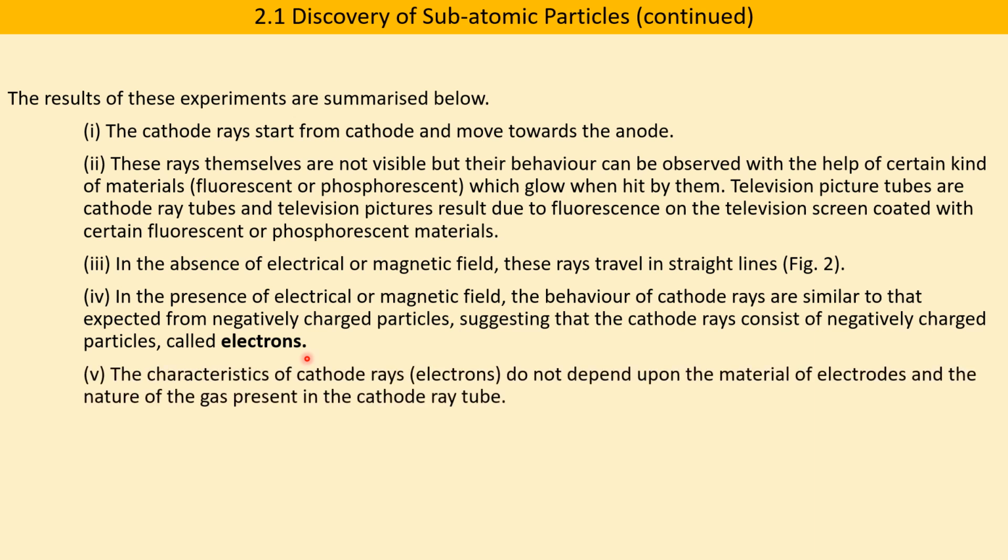electrons. So the characteristics of cathode rays, that is electrons, do not depend on the material of the electrodes. Please note, the rays emitted do not depend on the material of the electrodes and the nature of the gas present in the cathode ray tube. So the electrons thus emitted are independent of the material of the electrodes as well as the nature of gas present in the cathode ray tube. Thus, we can conclude that electrons are basic constituents of all atoms.